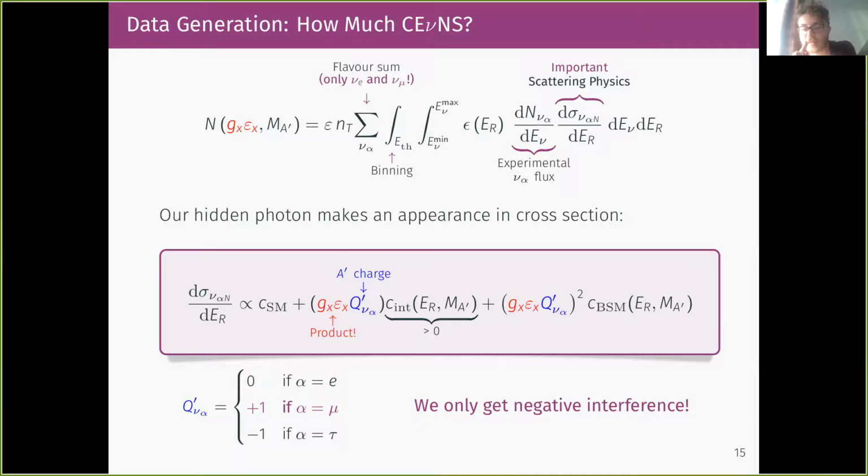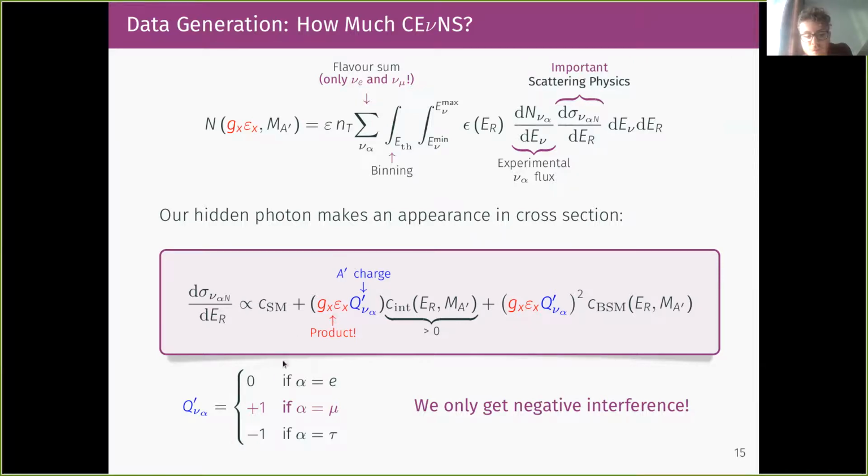Now, the interesting thing about the interference term, which is what's going to govern the kind of signal that we're going to get, is this overall sign that we're going to see with it. Now, the gauge coupling is positive. The interference term here is positive. The kinetic mixing term we know is negative. So it's now going to be governed by the charge of the neutrino as per the gauge group.